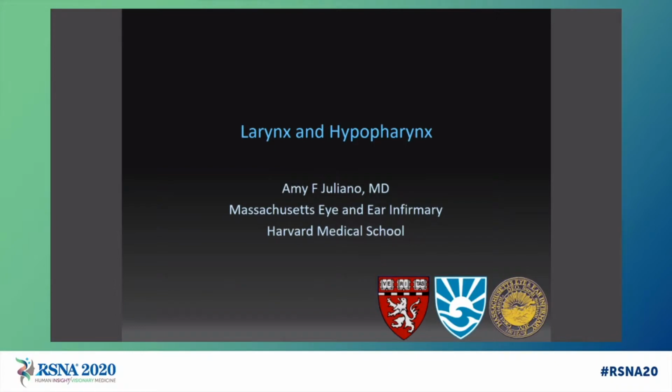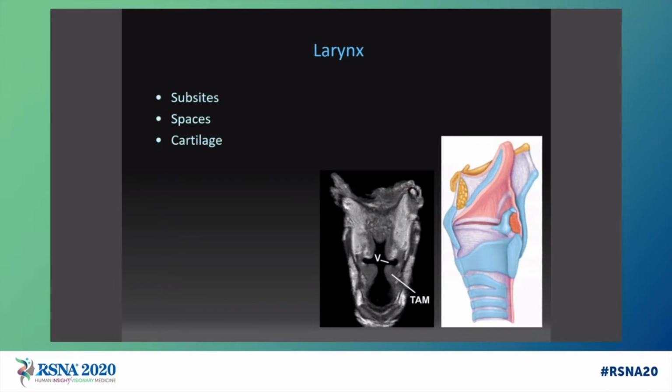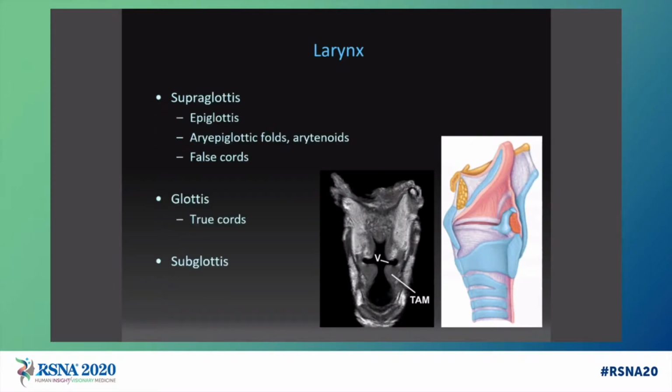My topic is larynx and hypopharynx. So first, let's start with the larynx. I will talk about the subsites, spaces, and cartilage. So the subsites are supraglottis, the glottis, and subglottis.